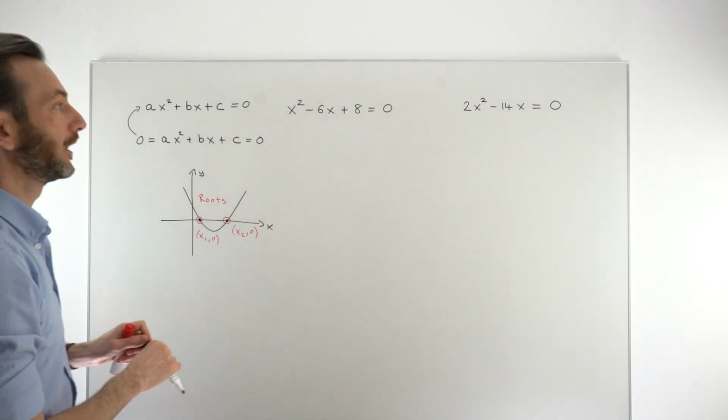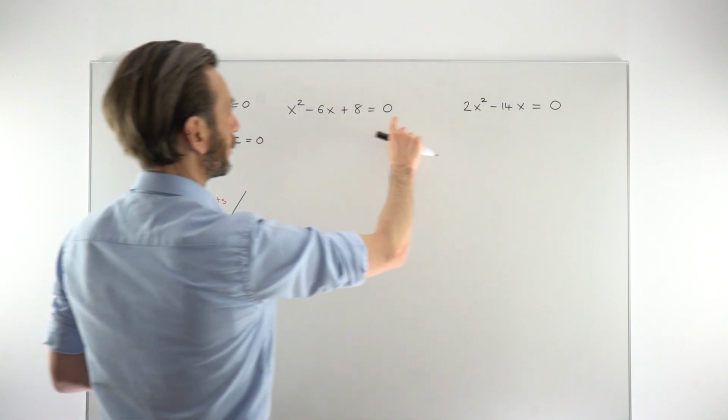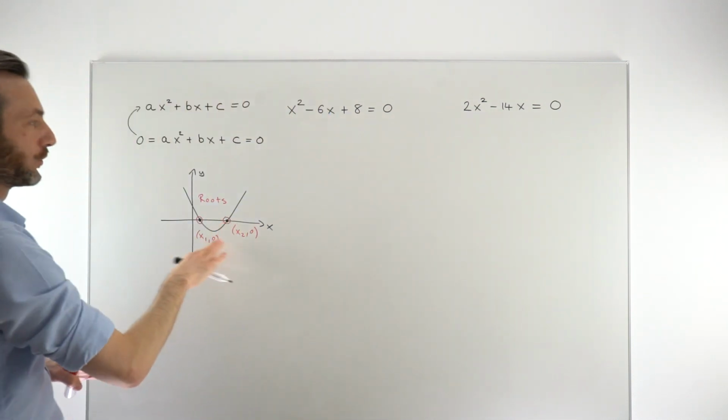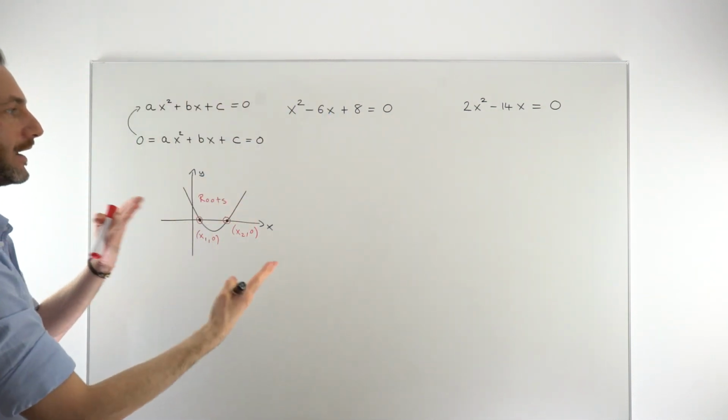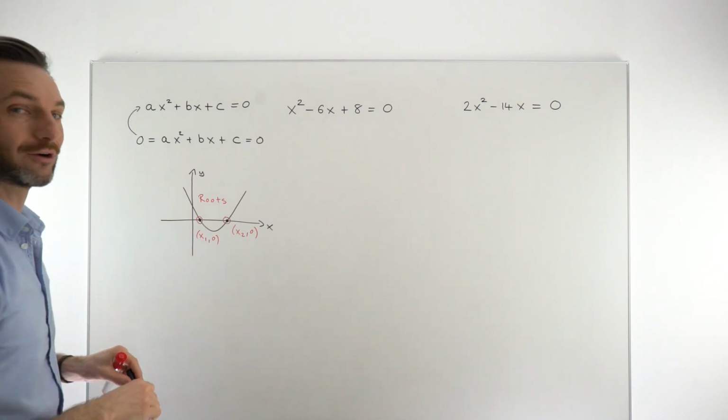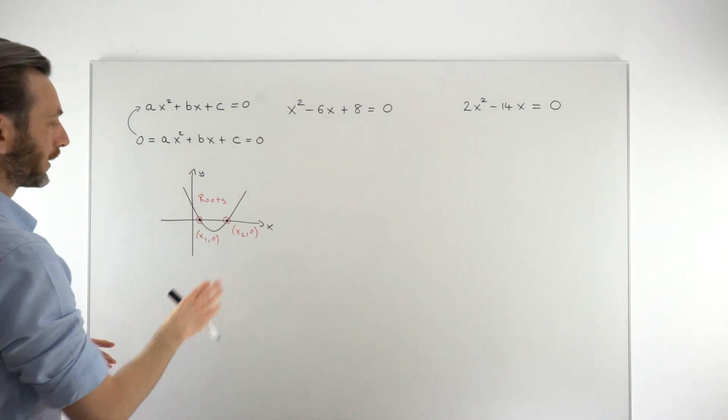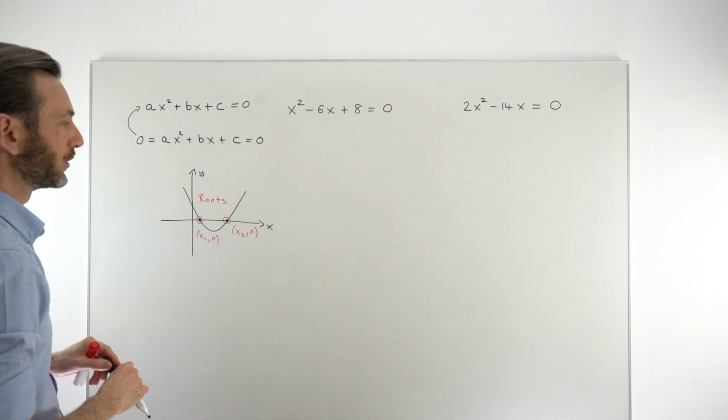So that's really the link between quadratic equations and the graphs of quadratic functions, and that gives us a means of making a graphical interpretation of these scenarios.